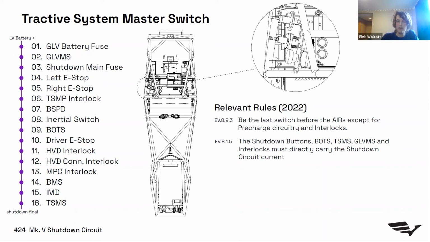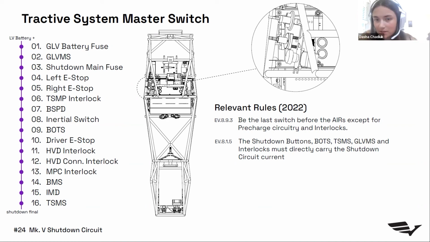And so if there ends up being an issue with our shutdown circuit during tech inspection, and we then have to debug that during tech inspection, it can be this cascading thing of, okay, we need to figure out which node has the issue. And then we need to come back and start going through all of the nodes after that node again and demonstrate that they're all working.